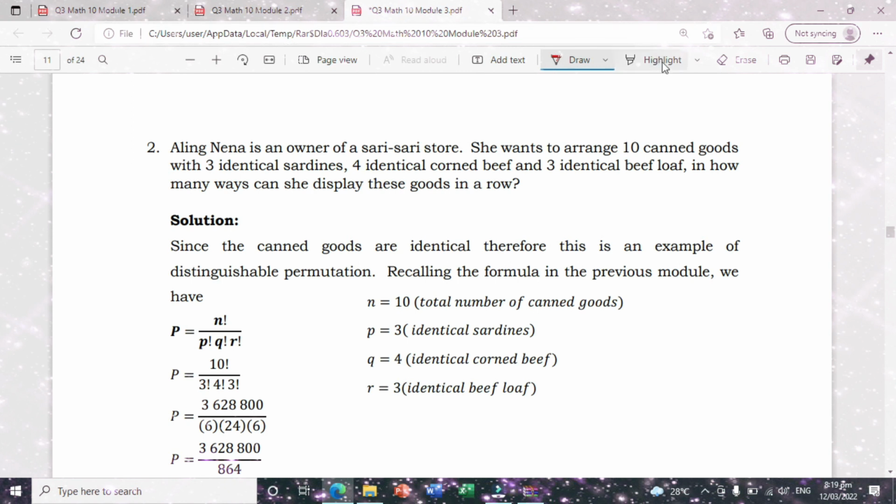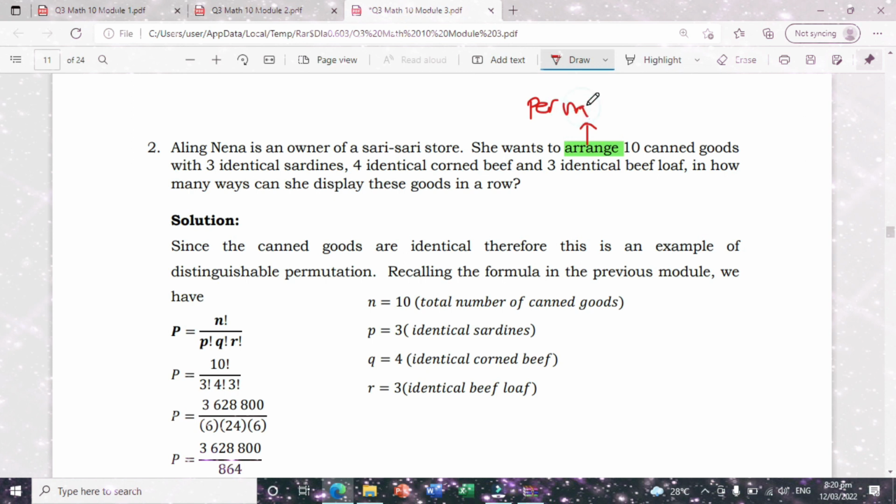Okay, so anong klaseng situation to? Does it involve permutation or combination? So ano yung magiging keyword natin? O, tingnan natin dito. Ano yung magiging keyword? Okay, correct. Itong arrange. So, kung arrange ang keyword, ano ngayon yung solution natin? What? Is it permutation or combination? Okay, permutation.